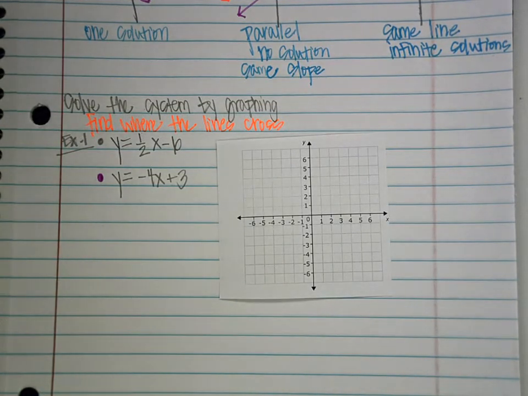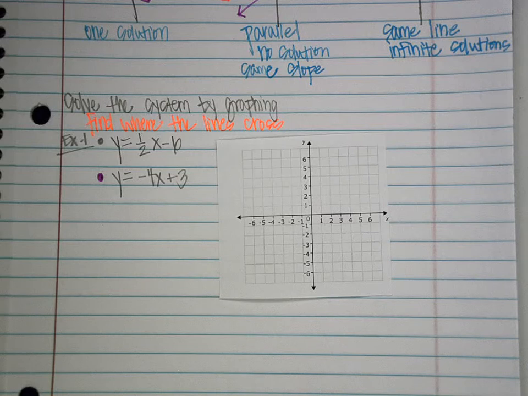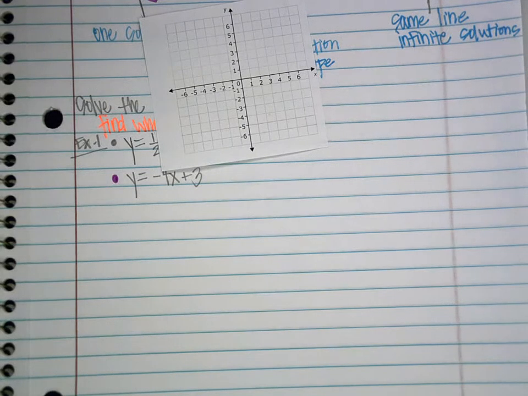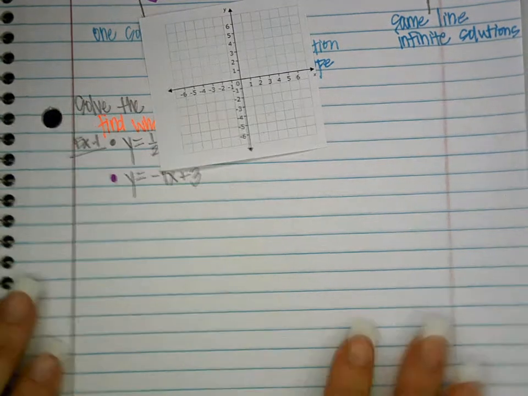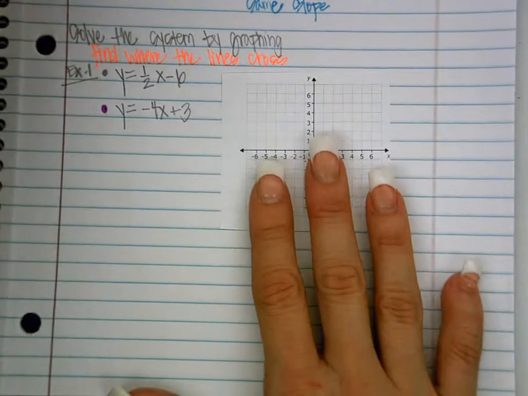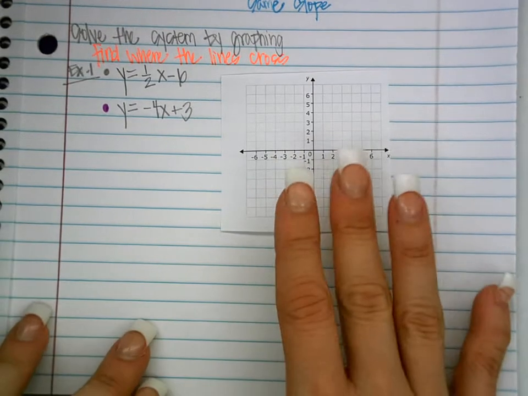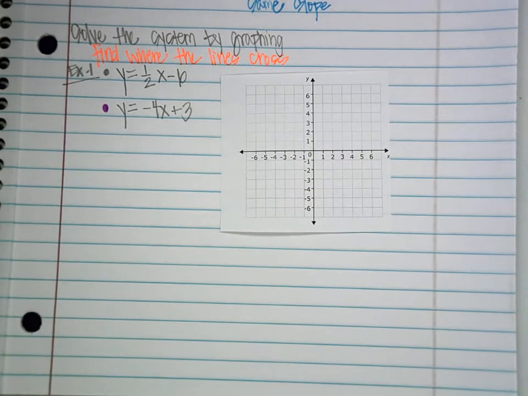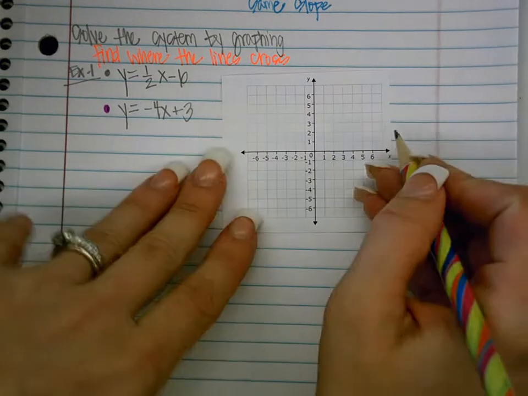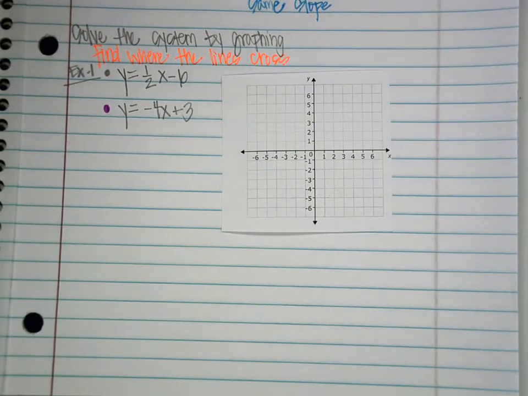On your homework, you will have the grids. Right now, for notes, I understand that you don't have the grids, so do the best that you can. So what we are going to do is figure out where these two lines cross. For my pencil line, where should I put my first point?